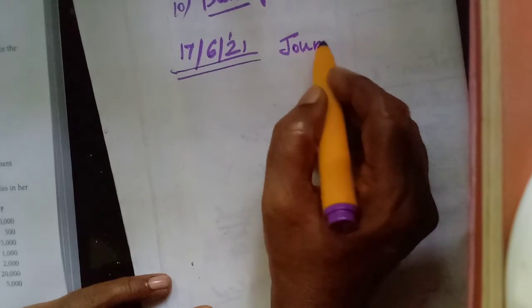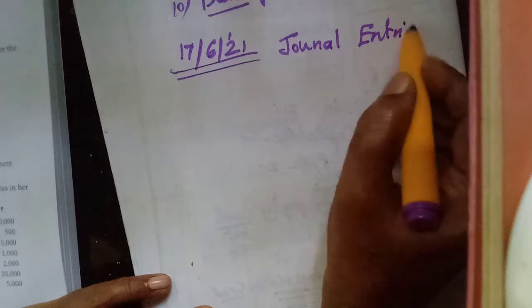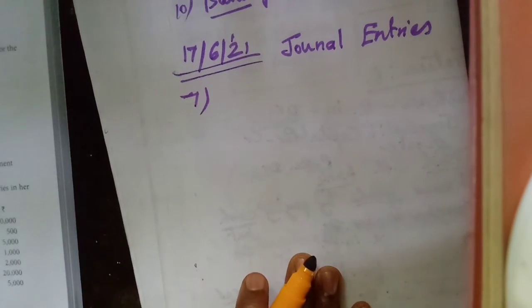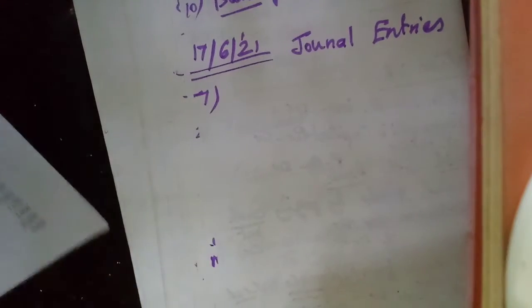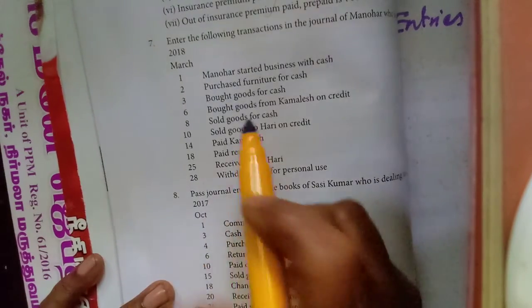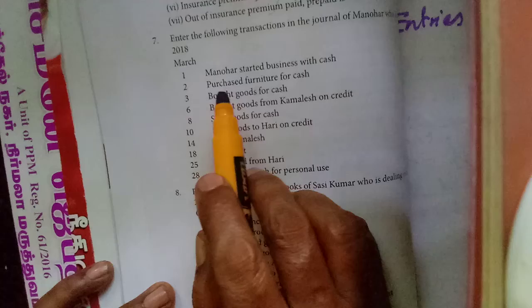So here, journal entries, isn't it? We are learning the book of primary entry. Okay, preparing journal entries. The seventh problem we are going to see. Yesterday we have seen the illustration. I have folded the book, that's why you cannot see that amount.